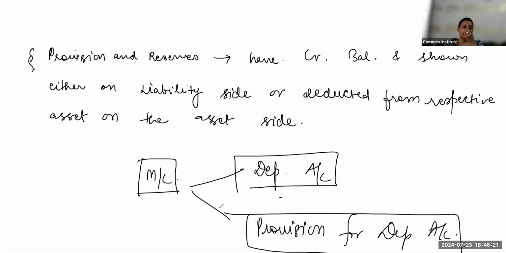So basically, when we have any kind of provision or reserve, as far as the trial balance chapter is concerned, please remember they'll always have a credit balance. If you see illustration 8, you have got two types of provision over here. One is provision for depreciation on machinery, and another one is PDD, provision for doubtful debts. Both will have a credit balance.